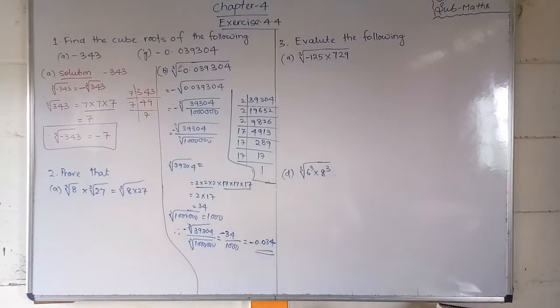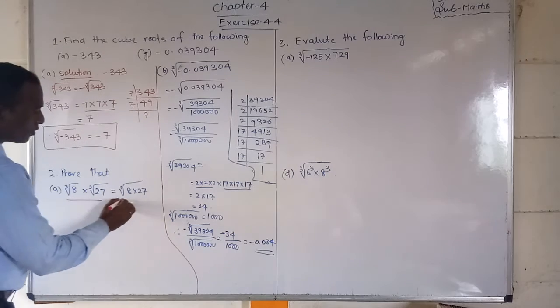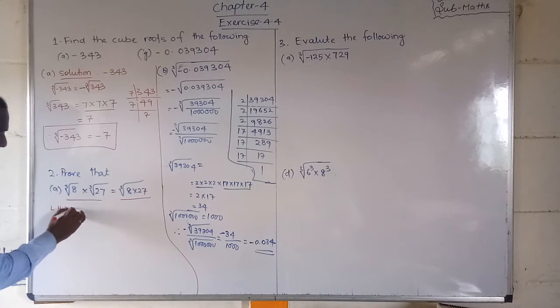See students, observe here. Given: prove that this value is equal to this. So first of all we have to take the LHS side. What is the LHS side? You have to find it out.